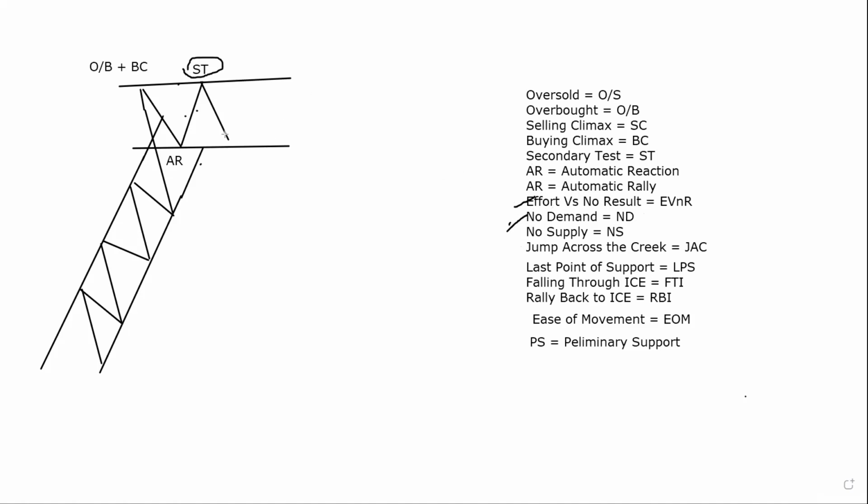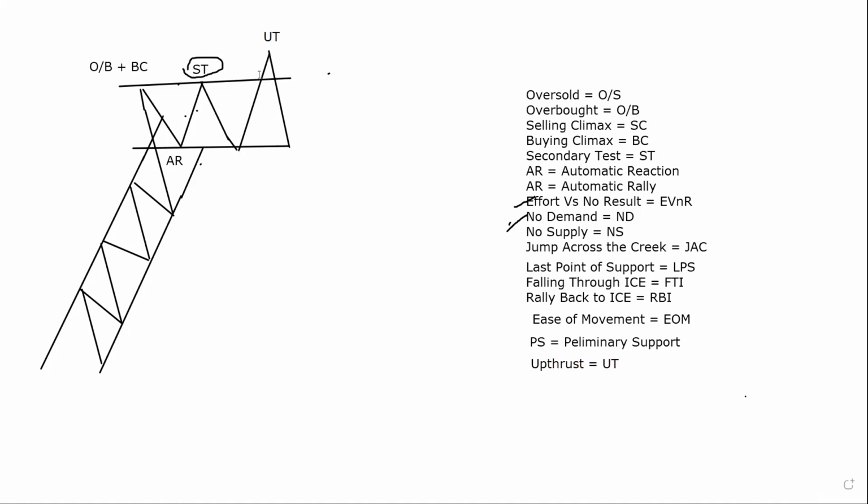Now here, after secondary test, what will happen? The price will come again and test this region. When the price cuts through this region to the top side, and then it fails and drops back to the trading range, we call it upthrust. Wyckoff used to say UT. We call it UT, upthrust.